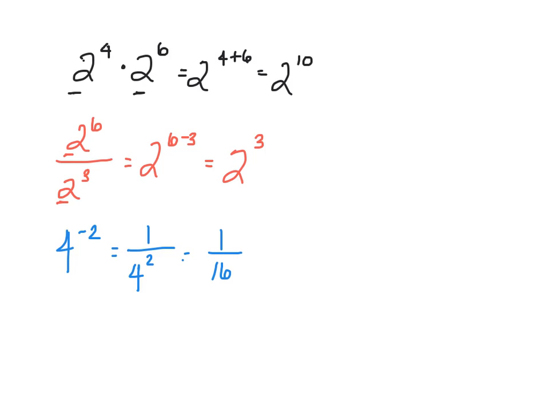And then lastly, anything to the 0 power is always 1. So 5 to the 0 power is 1. 11 to the 0 power is 1. Anything to the 0 power is 1.